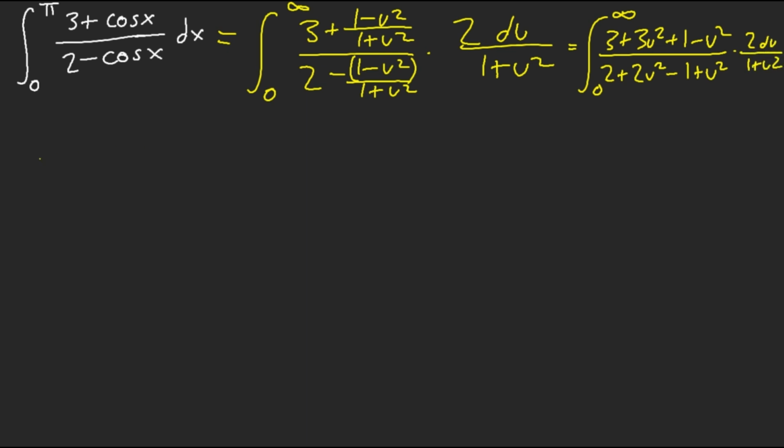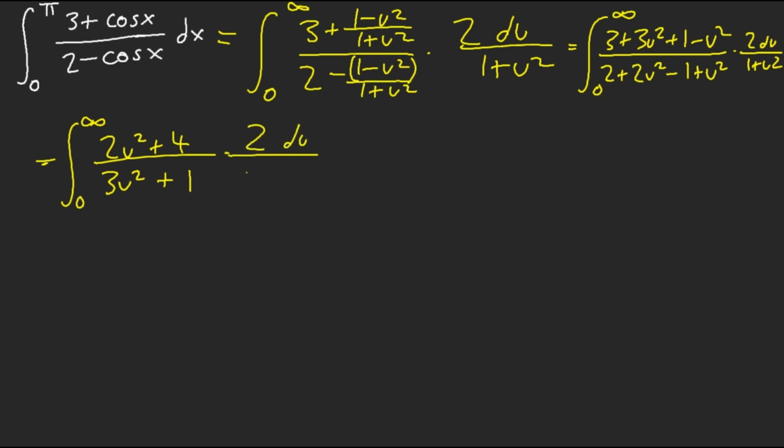Nasty. Alright, so now let's simplify this. We have 2u squared plus 4. Okay, so I was right. And then 3u squared plus 1. Oh, God. Okay. And then times 2 du over 1 plus u squared.